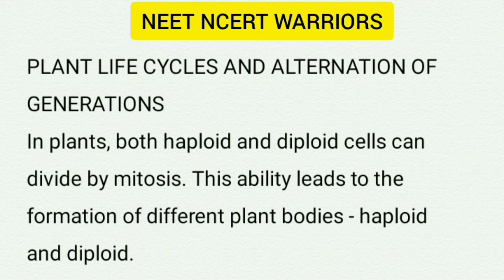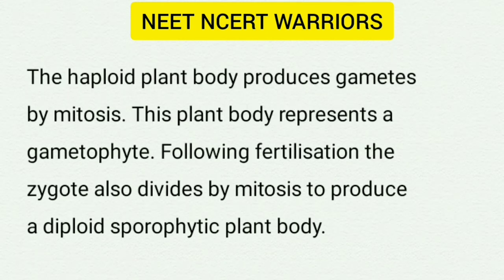Topic: Plant life cycles and alternation of generations in plants. Both haploid and diploid cells can divide by mitosis. This ability leads to the formation of different plant bodies, haploid and diploid. The haploid plant body produces gametes by mitosis. This plant body represents a gametophyte. Following fertilization, the zygote also divides by mitosis to produce a diploid sporophytic plant body.